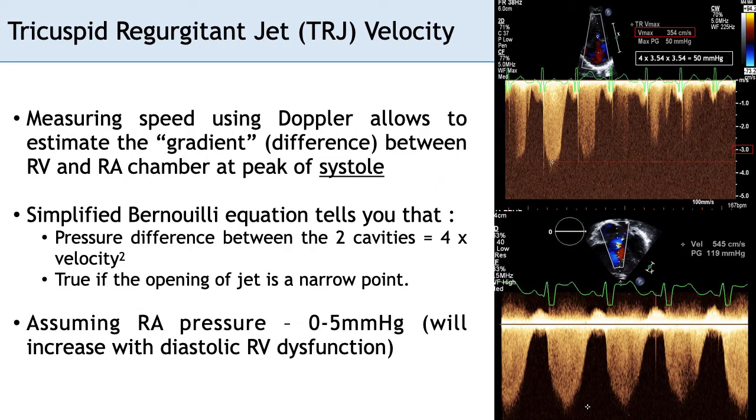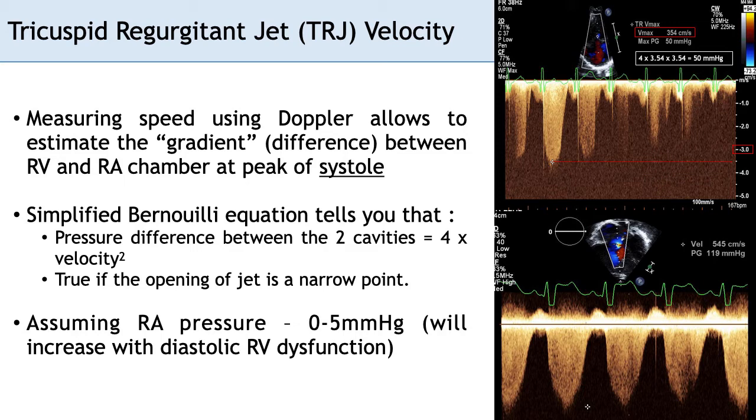So if you put what we call a continuous wave Doppler, which will measure the velocity along the entire line of integration of your ultrasound probe, you'll measure the speed by which this flow is happening between the right ventricle and the right atrium. And so by measuring this speed at the peak of systole, you'll have a sense of what is the RV pressure at the peak of systole. Now, there is a simplified Bernoulli equation that tells you that the pressure difference between the two cavities is 4 times the velocity squared, and gives you a pressure gradient in millimeters of mercury. And this is only true if the opening of the jet is a narrow point.